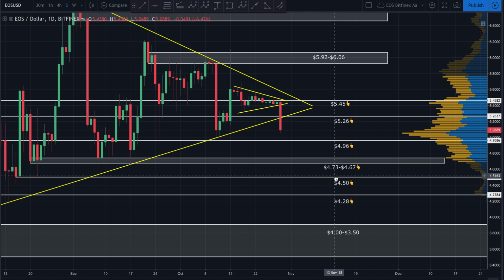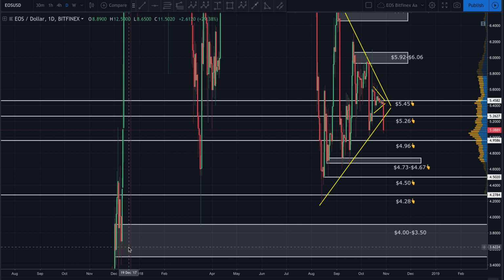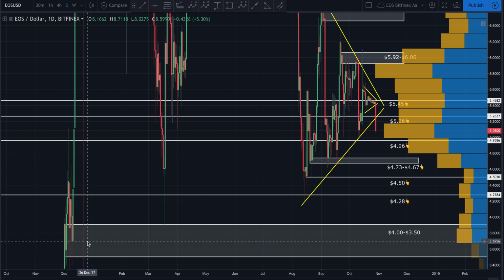And if 450 does break, I do think there's a very high probability we're coming down to the $4 to $3.50 range. And as I've showed you guys many times in the past, we wicked down into that $4 to $3.50 range all the way back here in December, and it created a very strong demand zone down here.